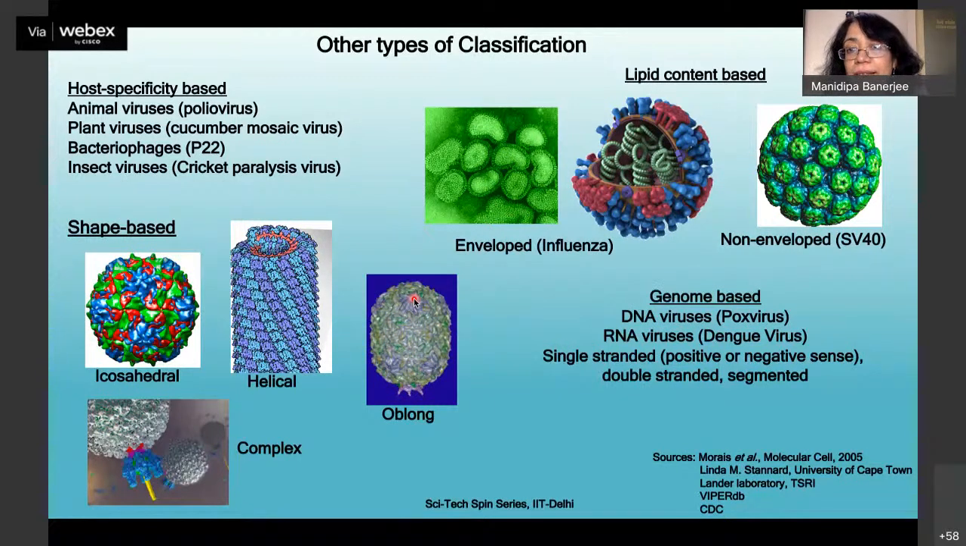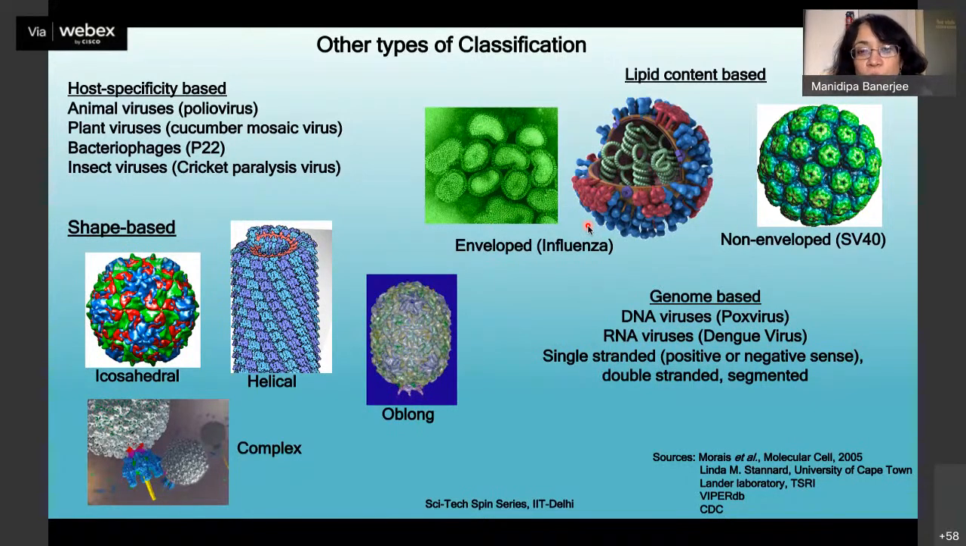Also, one can classify on the basis of whether a virus has lipid. On top of the protein layer, is there another layer that is made of lipid? There are viruses which are enveloped, which have the lipid, or which are non-enveloped that do not have the lipid. Poliovirus is an example of non-enveloped virus. Enveloped virus examples are influenza virus, and also SARS-CoV-2 is an enveloped virus.